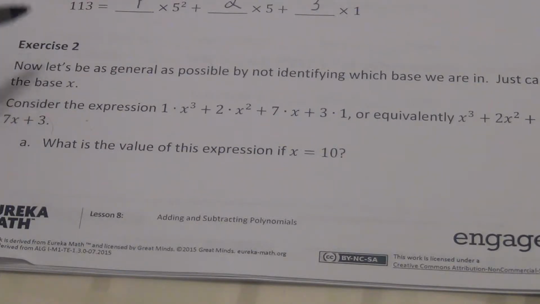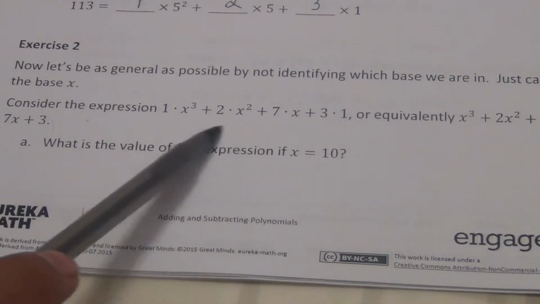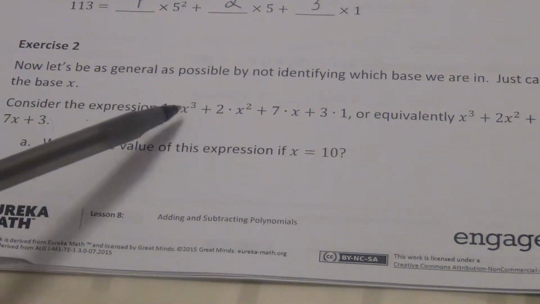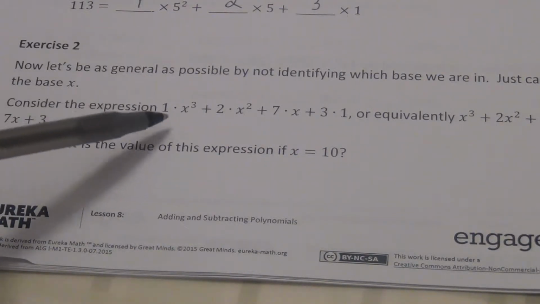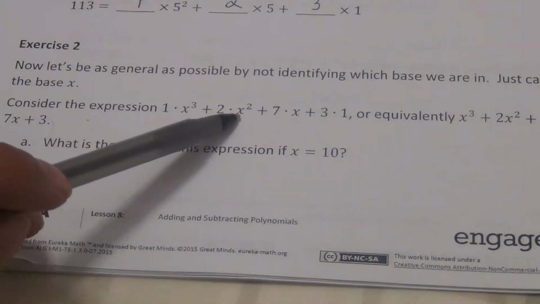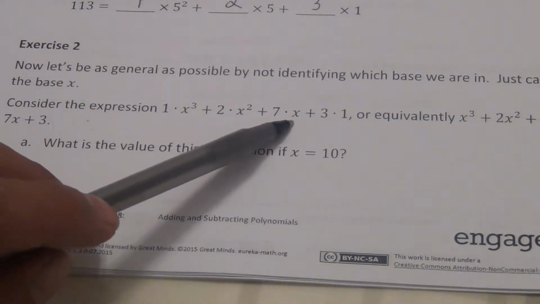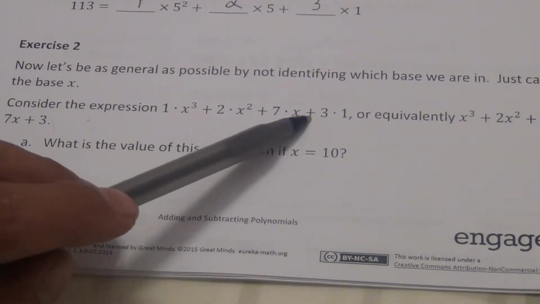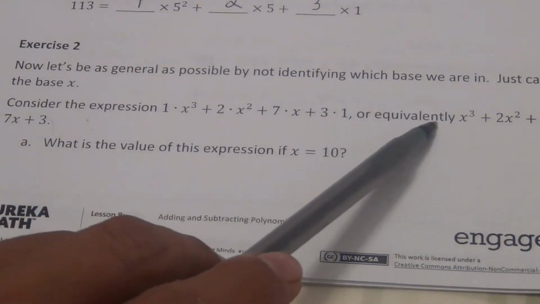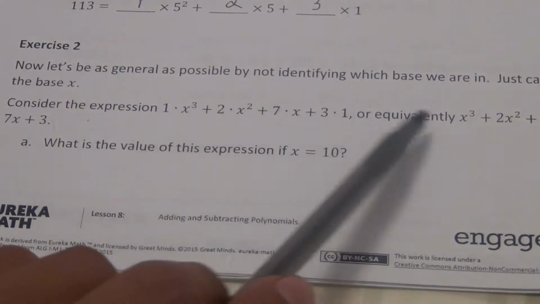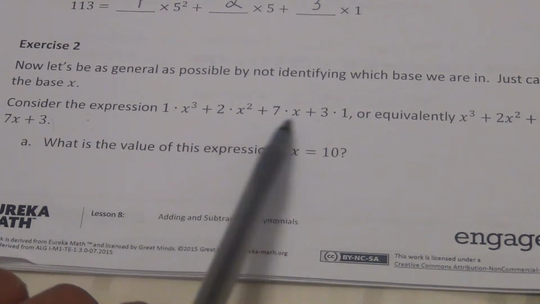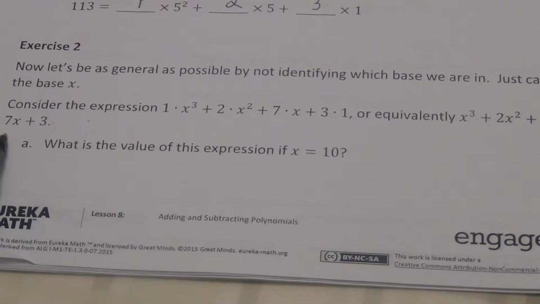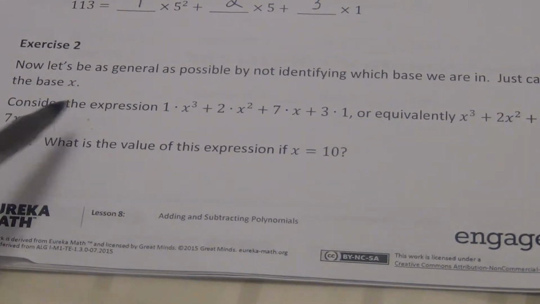Alright, now let's be as general as possible by not identifying which base we are in. Just call it base x. So we have an expression. This is what we call a polynomial. It's basically an expression that involves variables, exponents, and regular numbers. So we have the expression x to the third power plus 2 times x to the second power plus 7 times x, plus 3 times 1, or equivalently x to the third plus 2x squared plus 7x, which is 7 times x, plus 3, which is 3 times 1.